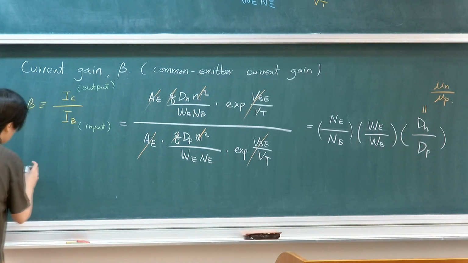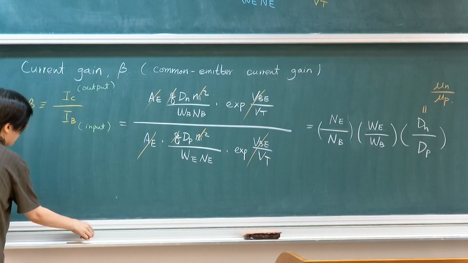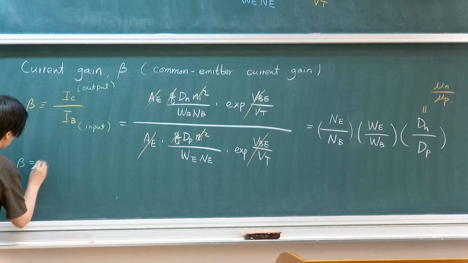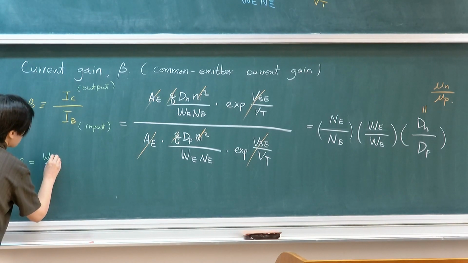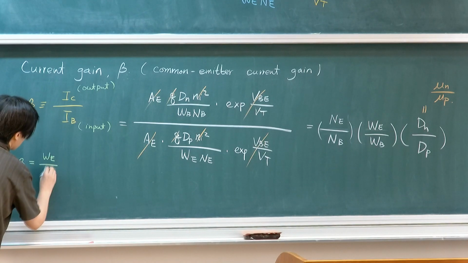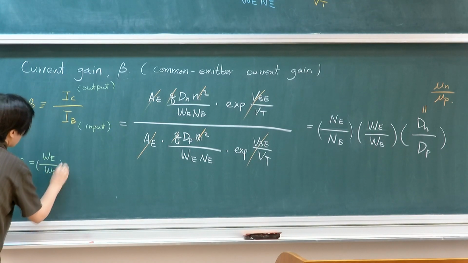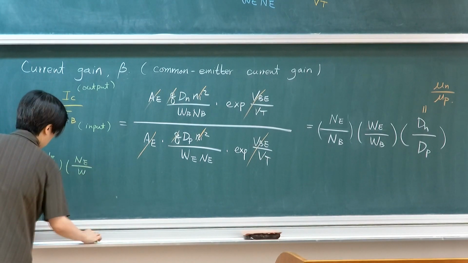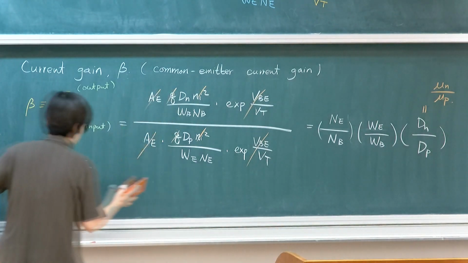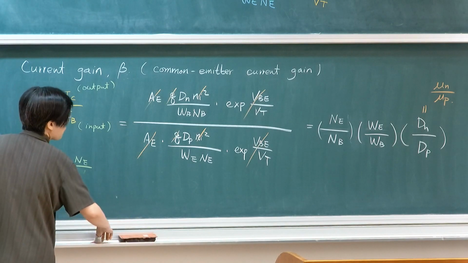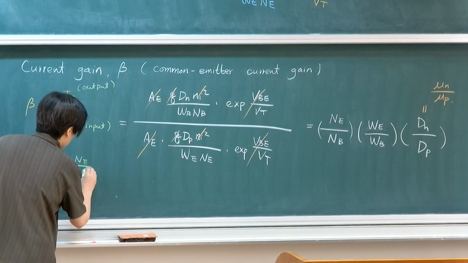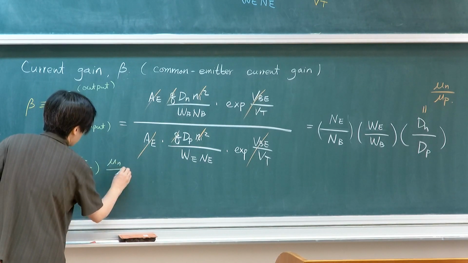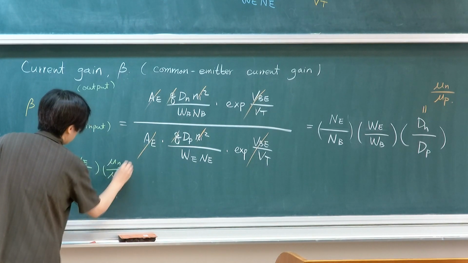So let me rewrite it here and summarize it. Your beta would depend on the ratio between the doping, the widths, and then finally mu n, mu p.